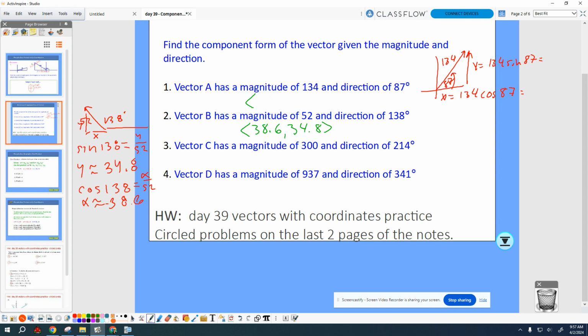So, sorry, Kate, just a sec. These things are just find the x and y components and then put them together like a vector coordinate. So Monica, what'd you get for the first one? 134 times cosine 87, and you need to be in degrees.